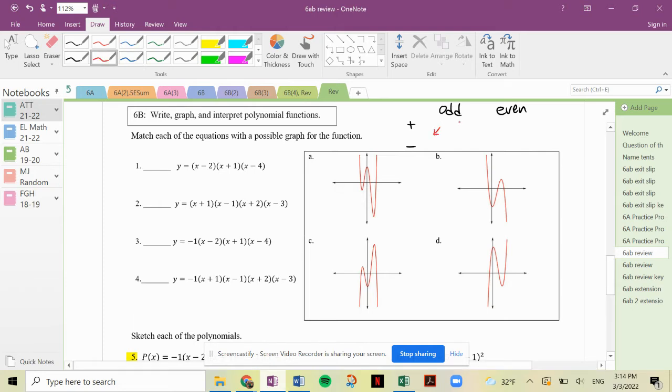For an odd degree with a positive leading coefficient, we end down to the left, up to the right. That reverses for a negative leading coefficient, so we end up to the left and down to the right. For an even degree function with a positive leading coefficient, our end behavior is going to head upwards, both towards negative infinity for x and positive infinity. And an even degree function with a negative leading coefficient is going to head downwards both ways. This chart really helps me think about how to graph these.